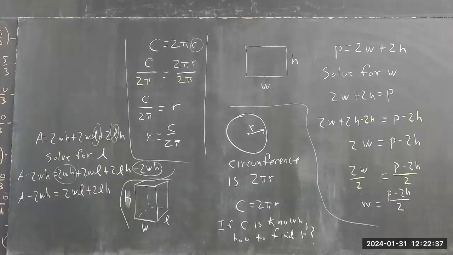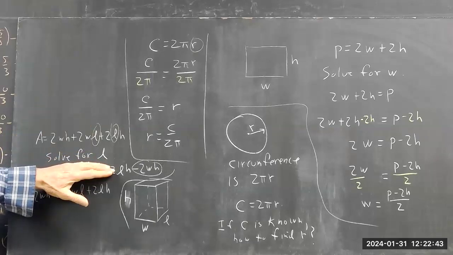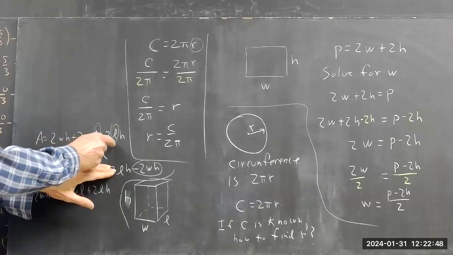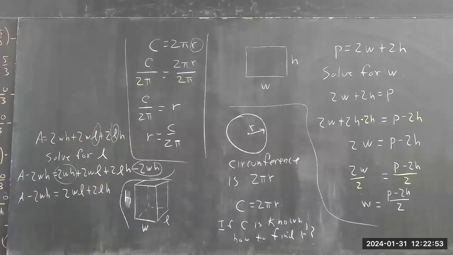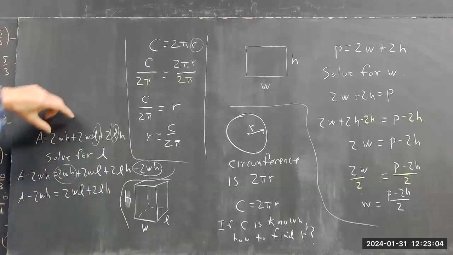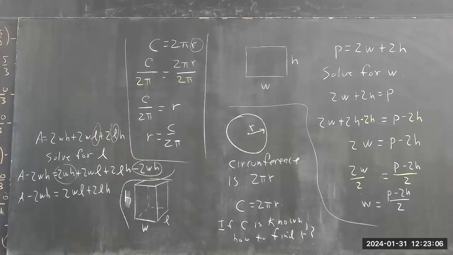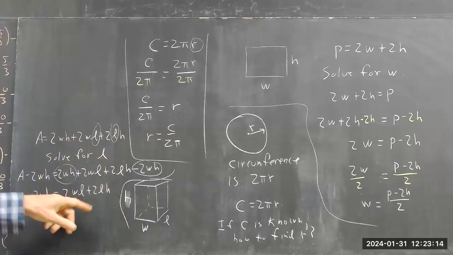Now we're solving for L. We look at this and look at what we can eliminate. This thing doesn't have L in it. I circled the L's to make sure I see where all the L's are. This one doesn't have any, so I'm going to get rid of it. To get rid of it, we have to subtract it, so we subtract it from both sides. We get A minus two WH, and on the other side, two WH minus two WH is zero, subtracting something from itself. And here we have this.